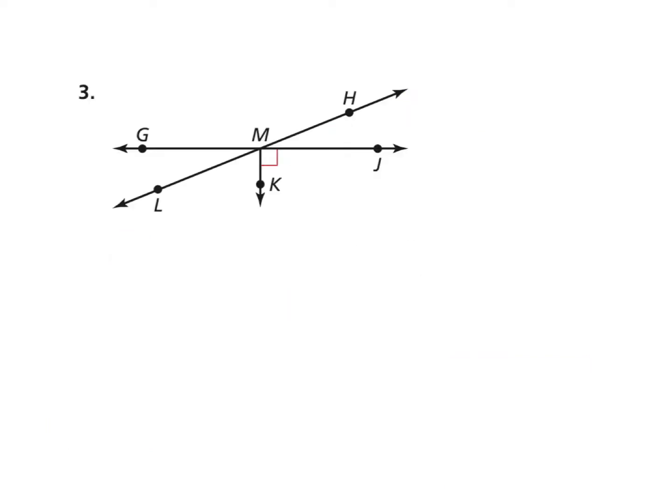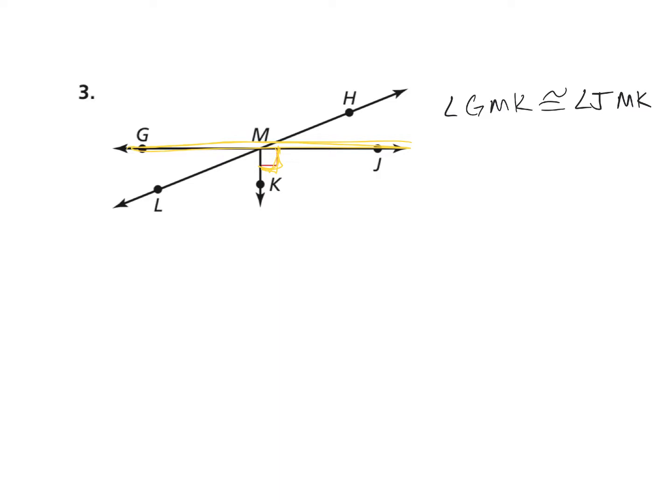Okay. Number 3, same thing. We have a straight line GJ. So let's go ahead and write this out. There's a straight line, and we have a 90-degree angle. So I know that that is a right angle. So the other side's a right angle. So we could say that angle GMK is congruent to angle JMK, because all right angles are congruent.